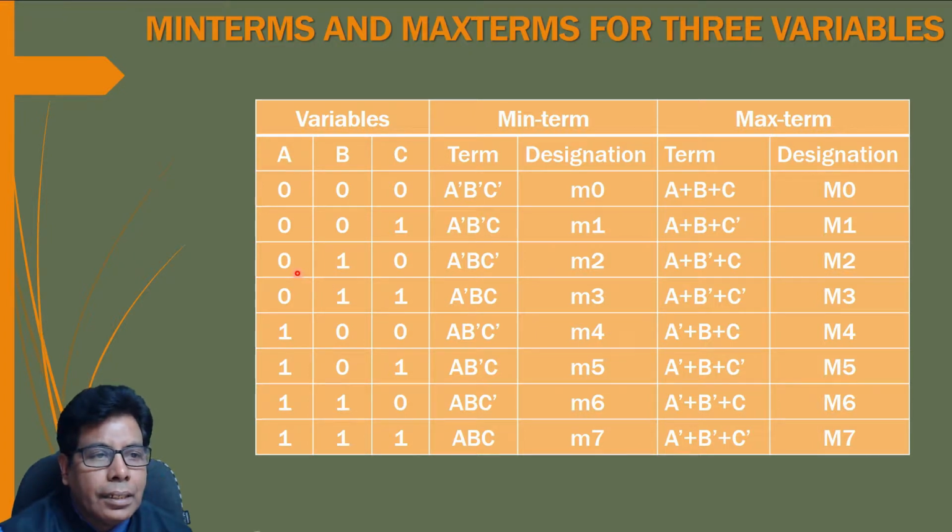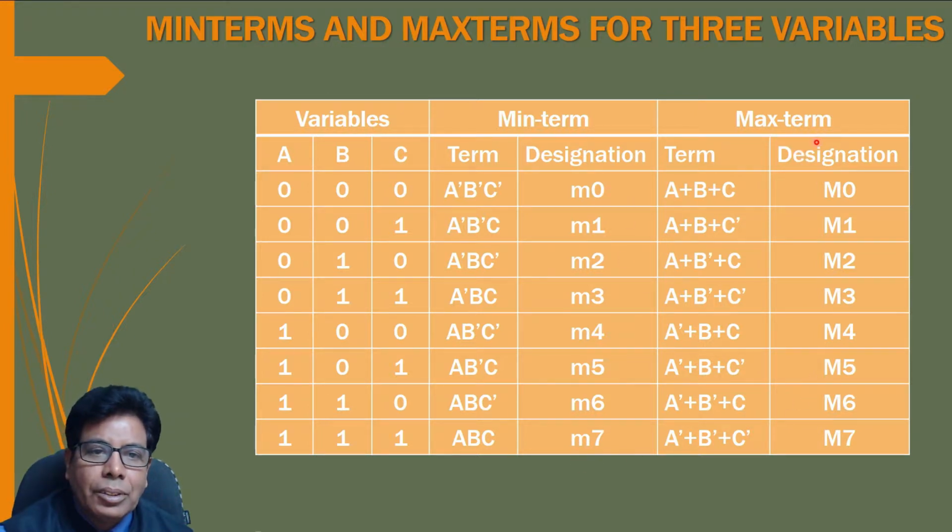Then similarly, the next term is 0, 1, 0, so it will be A dash, B, C dash. The next term is A dash, B, C, because these both are 1, 1. The next term is A, B dash, C dash. Then this is A, B dash, C. Then this is A, B, C dash. And the last term, 1, 1, 1, will be ABC. So they are designated from M0 to M7.